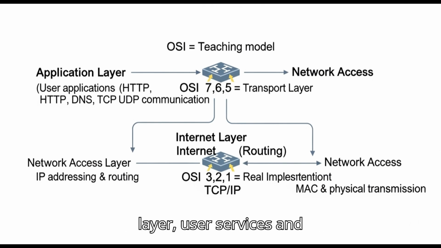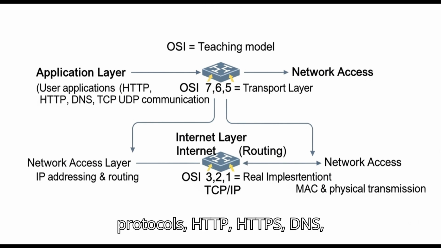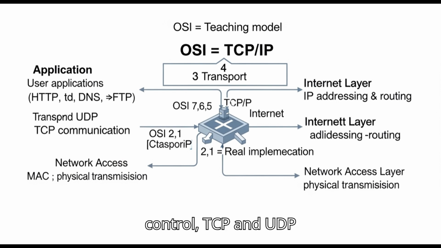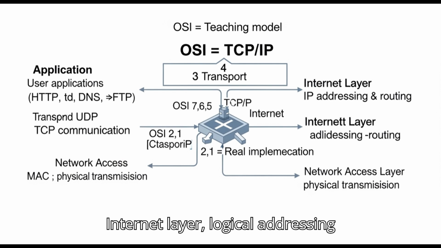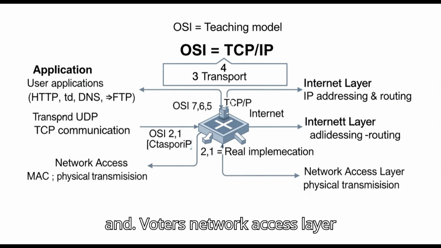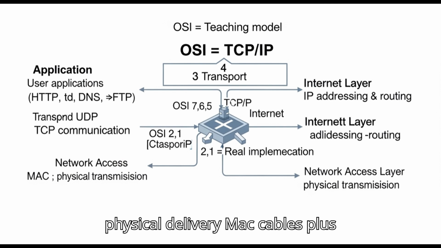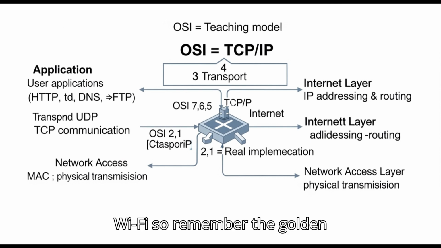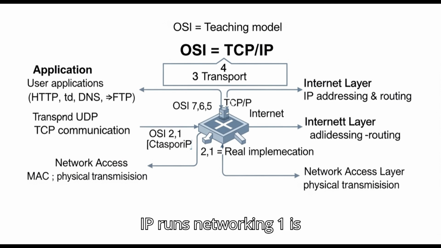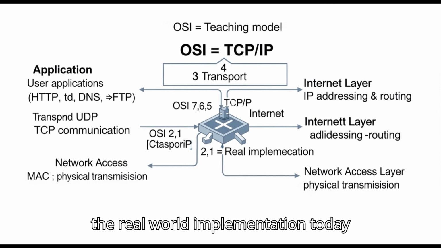Application layer, user services and protocols: HTTP, HTTPS, DNS, FTP. Transport layer, communication control: TCP and UDP. Internet layer, logical addressing and routing: IP address and routers. Network access layer, physical delivery: MAC plus cables plus Wi-Fi. So remember the golden line. OSI explains networking. TCP/IP runs networking. One is a learning model. One is the real-world implementation.